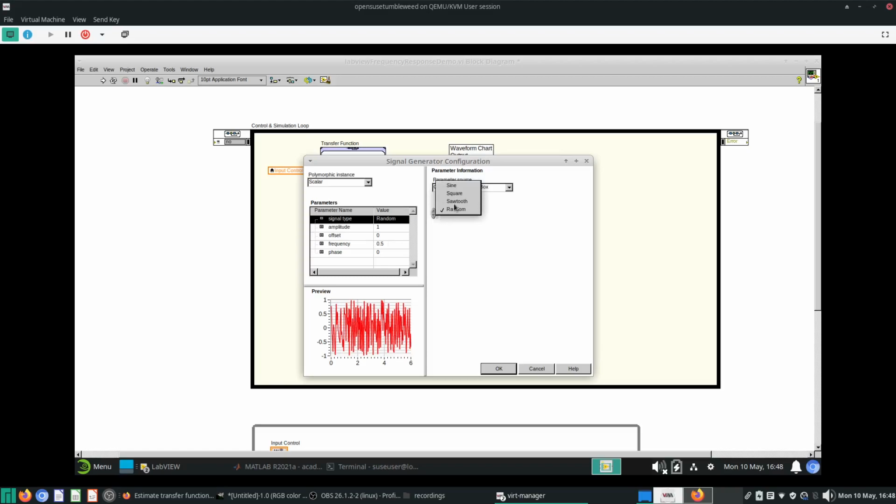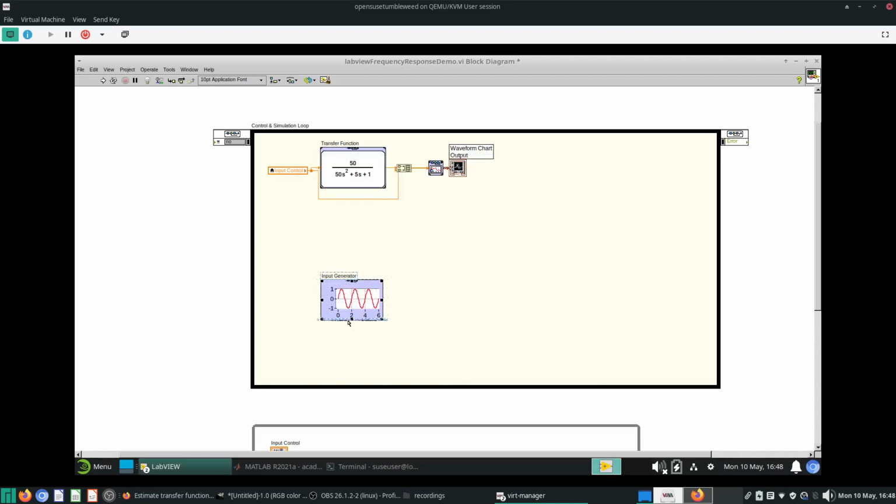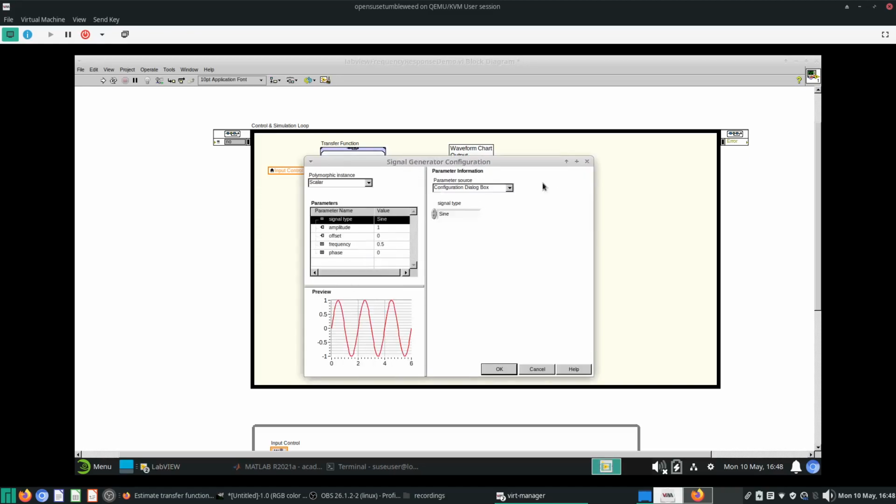Okay. So what you can do here is you can select from several kinds of inputs. The most simple input is sine. You can configure your amplitude via this configuration dialog box, or you can do it using a terminal. I prefer using a terminal so I can wire things in from the outside. Offset also, you can use this dialog box or a terminal. So this is where you can control amplitude, and this is where you can control offset.